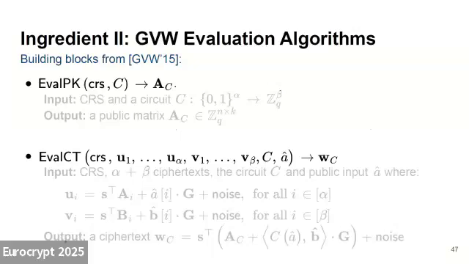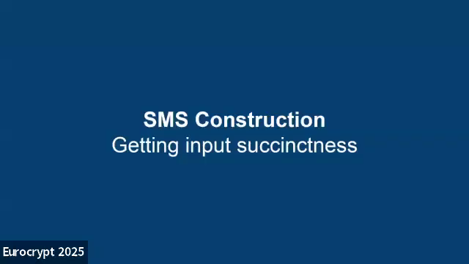This is eval-PK and eval-CT. I don't have time to go through the syntax, but for those of you who are familiar with this, we just use them as a black box. Okay, and I'm going to describe how we get SMS for single bit outputs. Getting SMS that's output succinct can be done with a bootstrapping technique that I'll briefly allude to at the end.